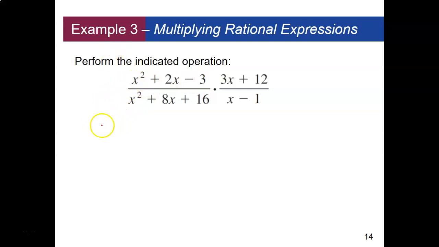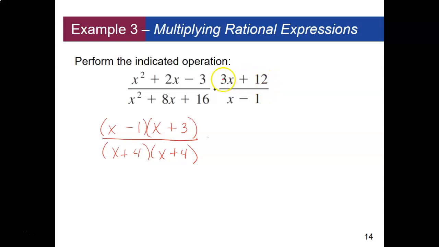So we want to go ahead and factor this. We need what multiplies to give us 3 and subtracts to give us 2. So we're going to have 3 and 1. We need the 2 to be positive, so we're going to set it up like that. This one we want what multiplies to give us 16 and adds to give us 8. So that's going to be 4 and 4.